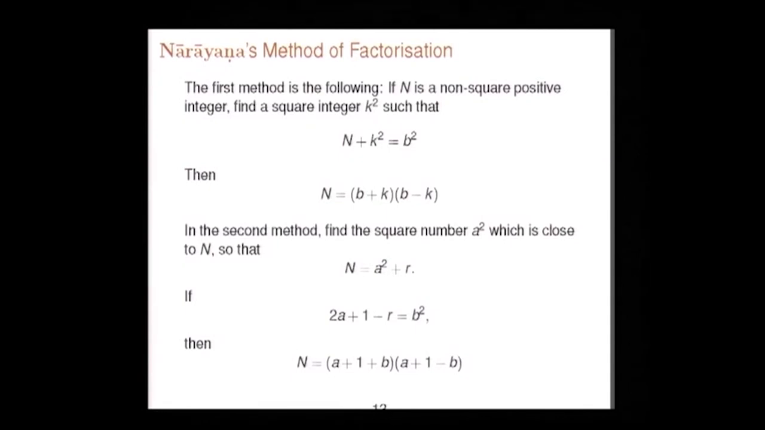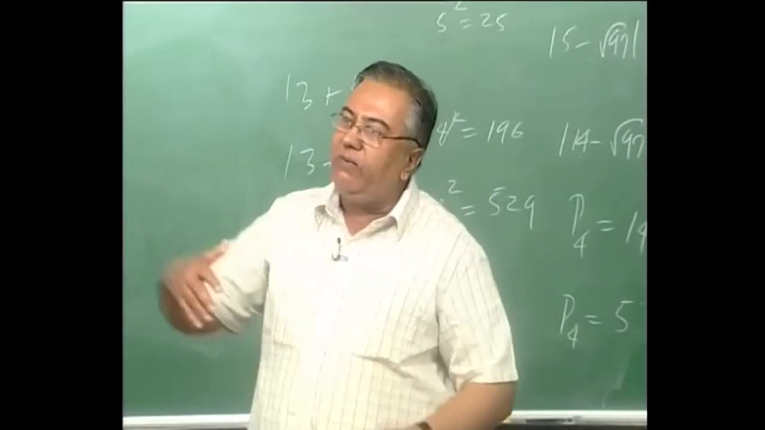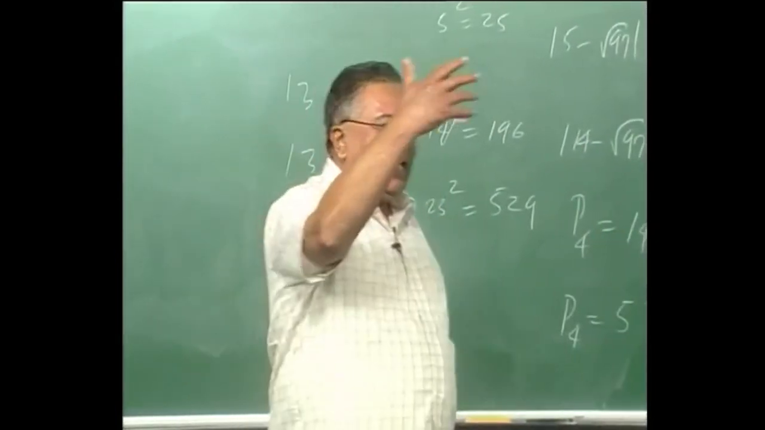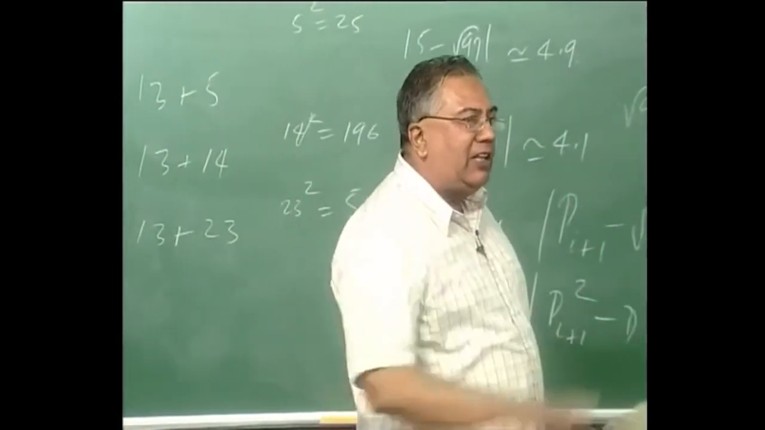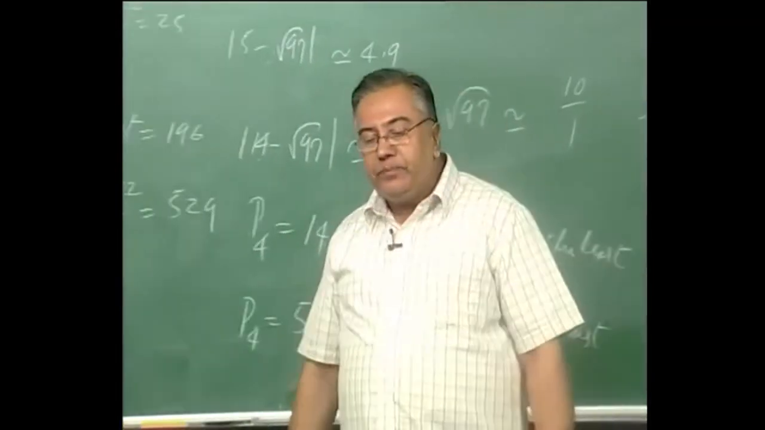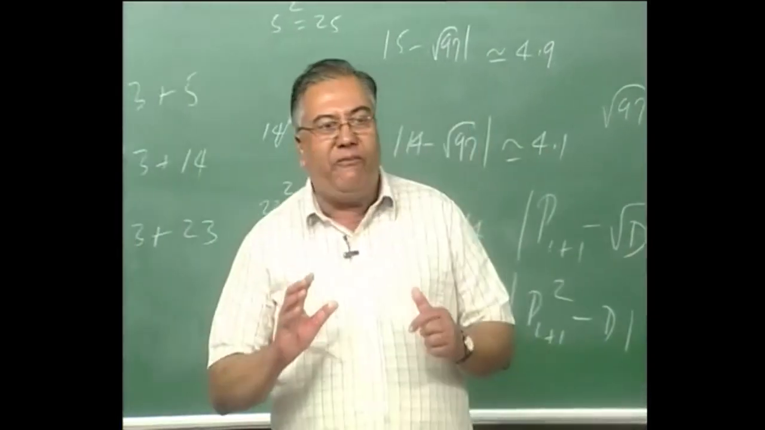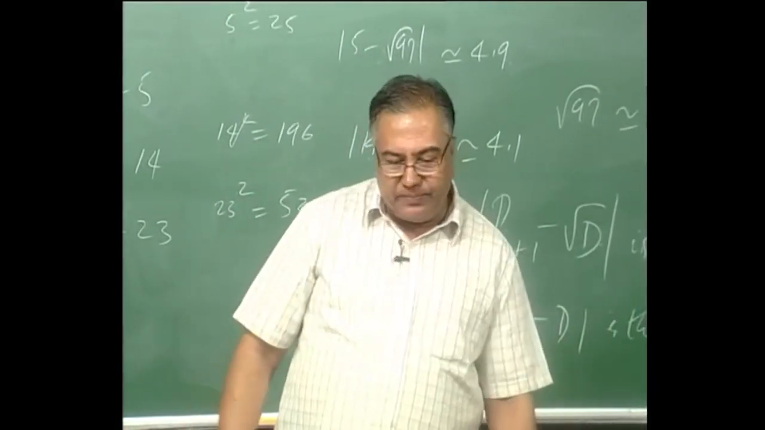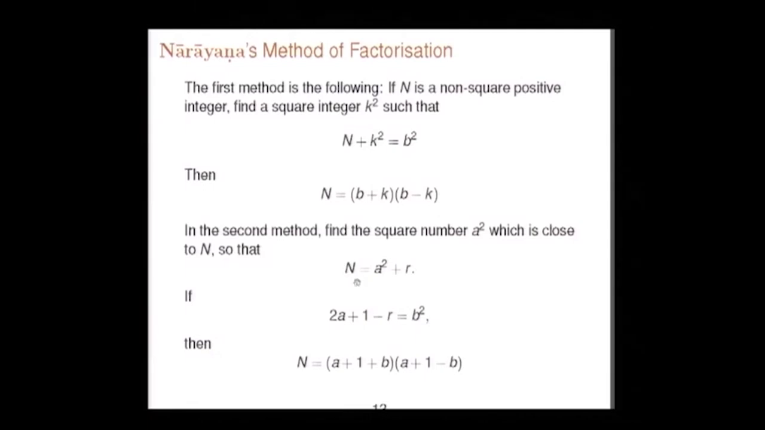It so happens that when your first factor itself is very high, how high can it be? The lowest factor of a number n, which is not prime, is of the order of root n. So it can become fairly high. So you are thinking of factors which are fairly high, that is when these methods become important. So the next one is, think of n as a squared plus r.